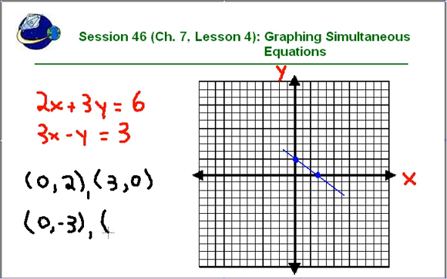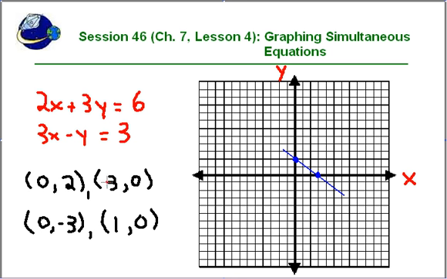Let's choose another one. What if we once again make y 0? What's x? Let's put in a 0 up here for y. We now have 3x minus 0, which is just the same thing as 3x. So we have 3x equals 3. 3 times what number equals 3? 3 times 1 equals 3. At this point, we now have two different points that are solutions to this equation.